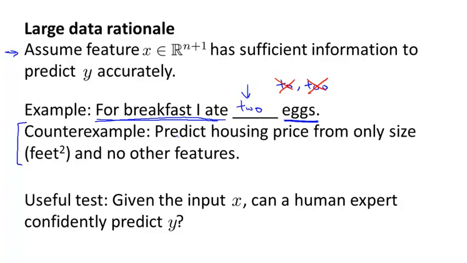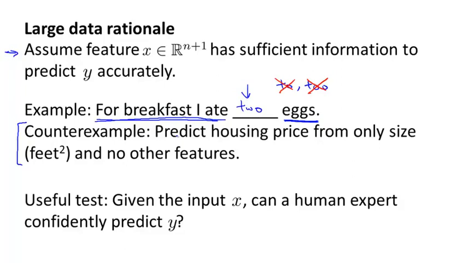So imagine I tell you that a house is 500 square feet, but I don't give you any other features. I don't tell you if the house is in an expensive part of the city, the number of rooms in the house, or how nicely furnished the house is, or whether the house is new or old.